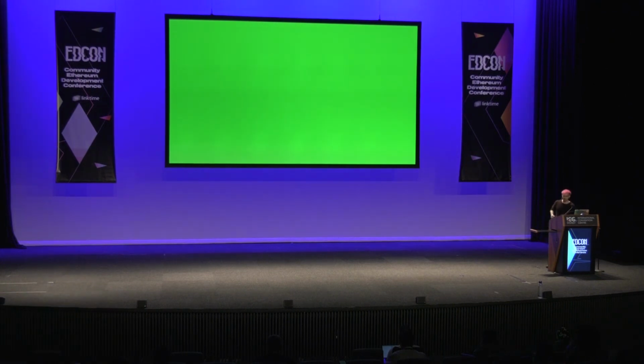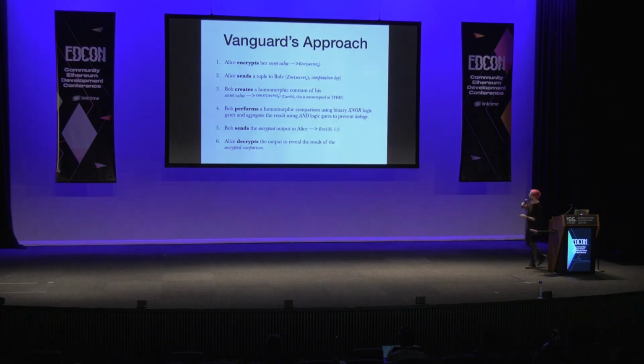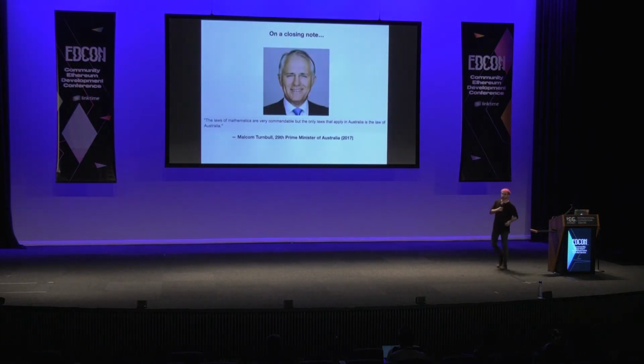I have one last slide. On a closing note, I just want to say that recently there's been a lot of debate in Australia on privacy. Let's be clear here that the politicians involved actually know very little about privacy and what cryptography is. Malcolm Turnbull, the 29th Prime Minister of Australia, said, "The laws of mathematics are very commendable, but the only laws that apply in Australia is the law of Australia," which is a little insane.